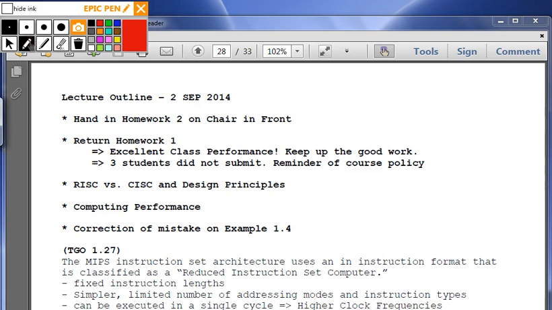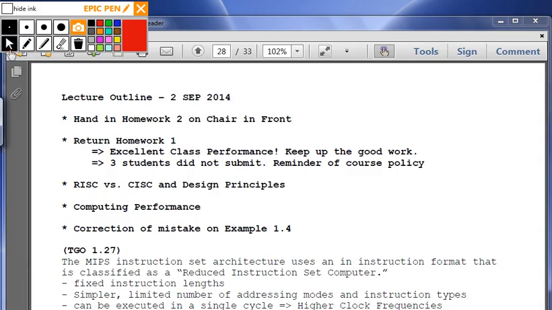Make sure you submit them. There are still 3 students who didn't submit, so make sure you submit these every day. These are pretty valuable in helping you keep up and develop a method for keeping up. Today's class, we're going to go over reduced instruction set computer versus complex instruction and design principles really briefly, and then we're going to go over computing performance. But first, I need to make a correction.